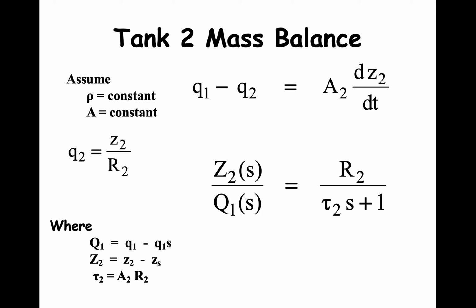Here is the mass balance equation for Tank 2. For this tank, let's write the transfer function that gives us the fluid depth Z2 as a ratio of the inlet flow into Tank 2, which is Q1. The transfer function is Z2 over Q1 equals R2 over tau 2 times S plus 1.